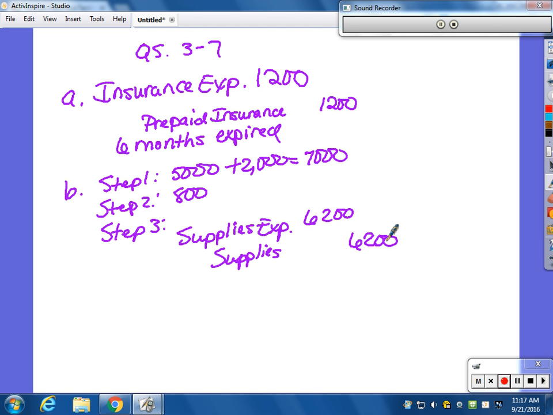Quick study 3-8. Last one. This is my favorite, accumulated depreciation. For each separate case below, follow the three-step process for adjusting the accumulated depreciation account at December 31st. So we're going to determine what it equals now, what it should be, and do the adjusting entry. And it says assume no other adjusting entries have been made for the year. So the first instance.